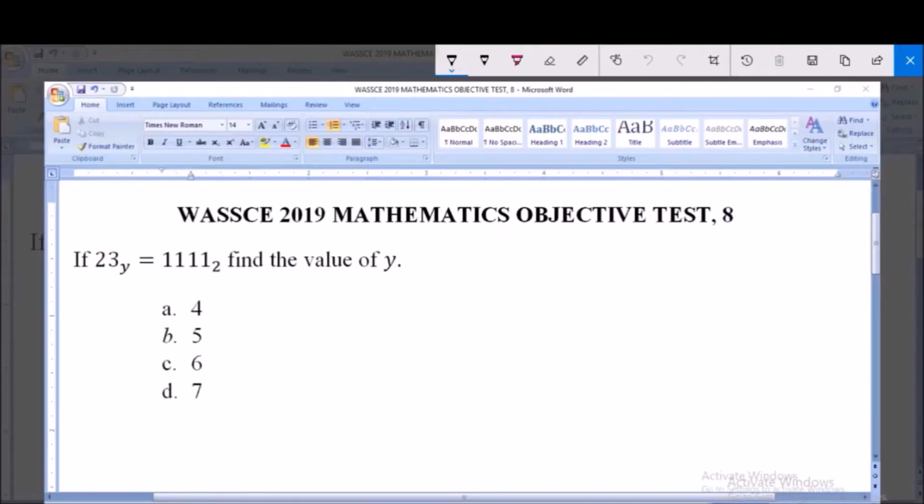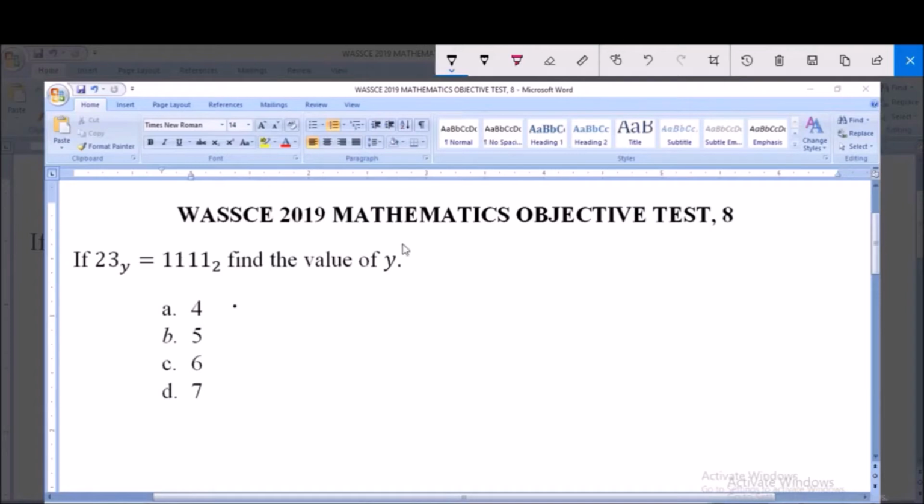WAEC 2019 Mathematics Objective Test Question 8. The question says, if 23 base y is equal to 1111 base 2, find the value of y. A says y is equal to 4, B says 5, C says 6, and D says 7.